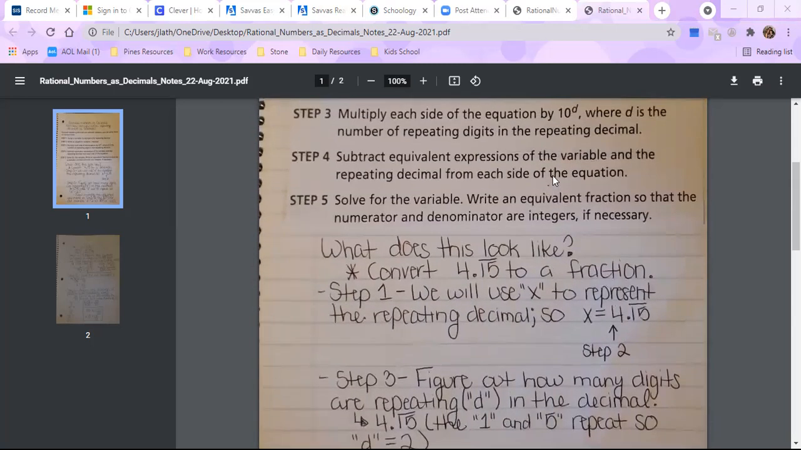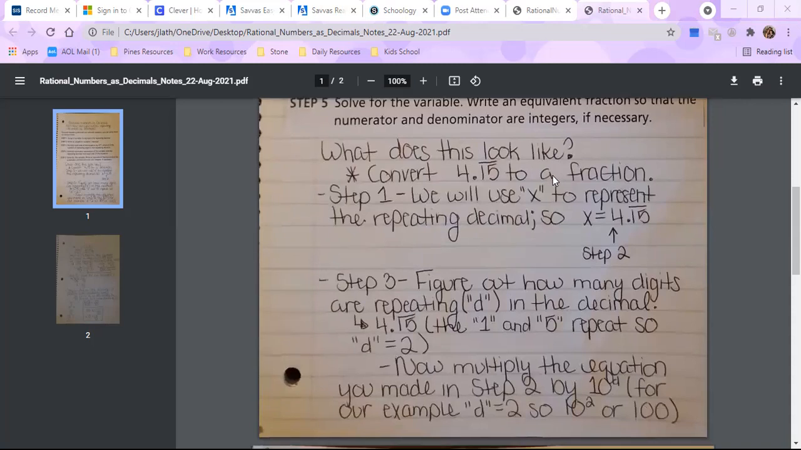So you can see on the notes here, we assigned X. So that was step 1. We wrote our equation, X equals 4.15 repeating. That was step 2. So step 3, we're figuring out how many digits are repeating. We know the 4 is not, it is just the 1 and the 5. So our D is going to equal 2, which we wrote right here. And we know 10 to the second is 100. So the first 3 steps, not super challenging. Let's move on and look at step number 4.